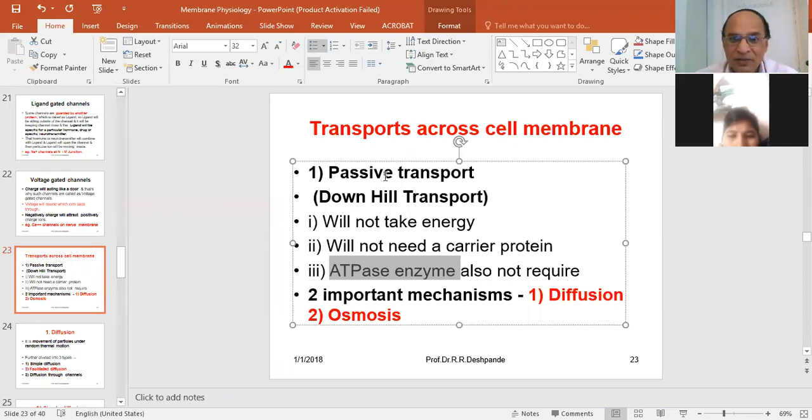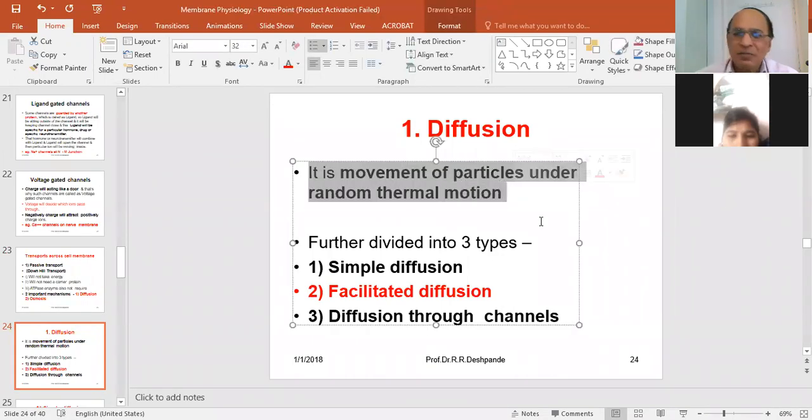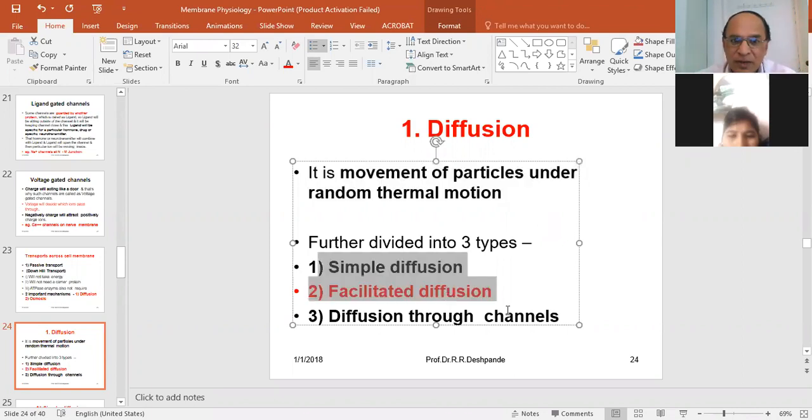Important types of passive transport: number one, diffusion, and second is osmosis. You must remember these names of the types. So what is diffusion? It is a movement of particles under random thermal motion. It's a movement from here to there. Moving from one cell to another. There is always movement going on across the cell membrane. Random movement. But there are again three types: simple diffusion, facilitated diffusion, and diffusion through the channel.